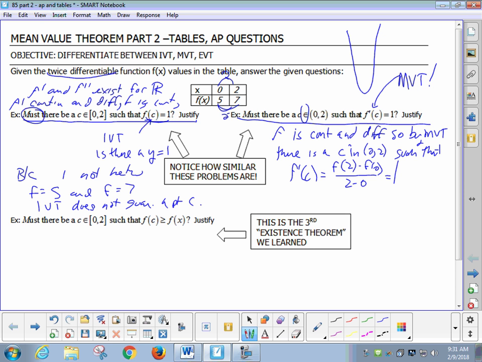One quick side note, and then we'll go back to super MVT practice. Must there be a C in 0 to 2 such that this symbol nonsense? What is it saying in plain old English? Interpret it for somebody who's not a math person. Plain old, what does it mean?